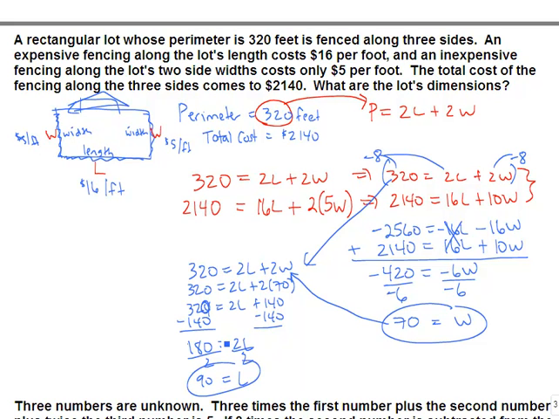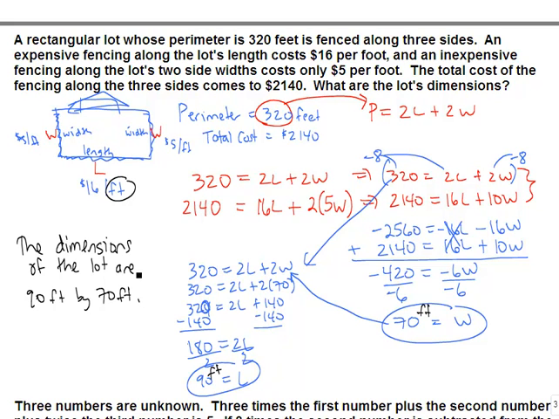So we have our W and our L, and now we're ready to just write out our final solution. Remember that these were dimensions, lengths and widths, and the units that we were using were feet. So we could just say the dimensions of the lot are 90 feet by 70 feet. And there is our solution.